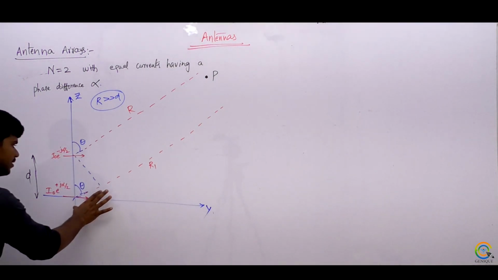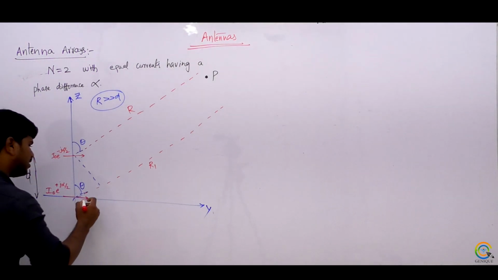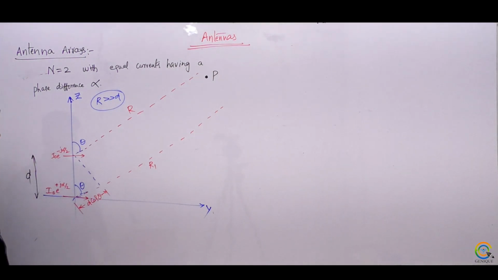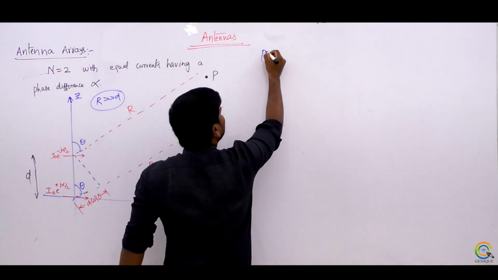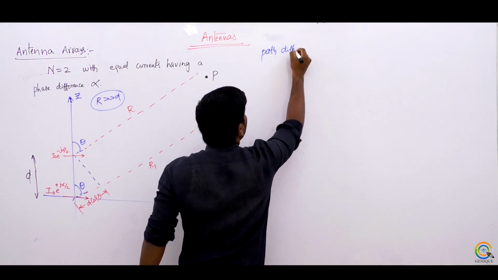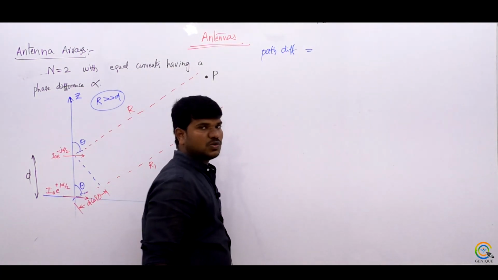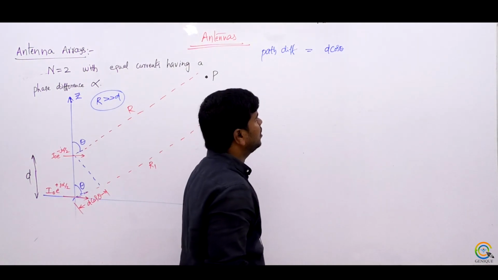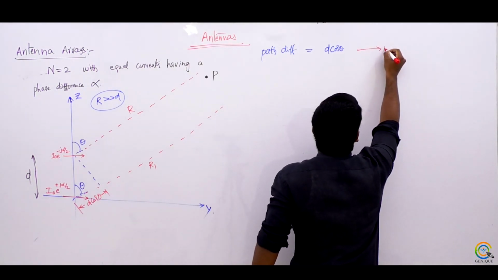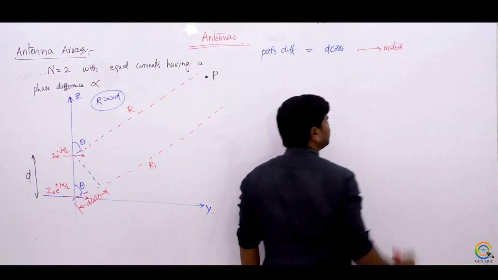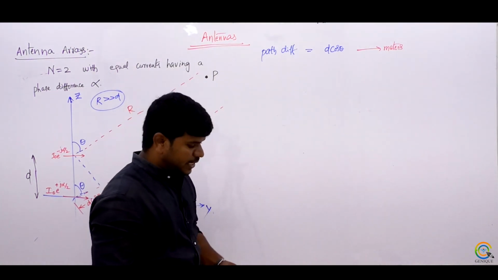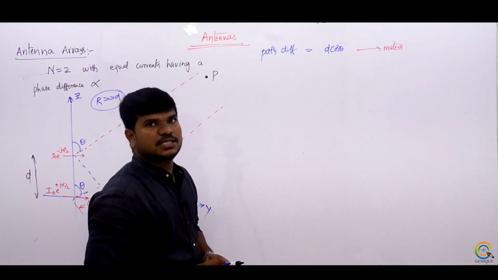Now, what is this distance? This distance is equal to d cos theta. This is d cos theta. So what is the path difference? The path difference is equal to d cos theta. It is a distance, in general in meters. Okay. Now, it is d cos theta. Now, what is the phase difference?